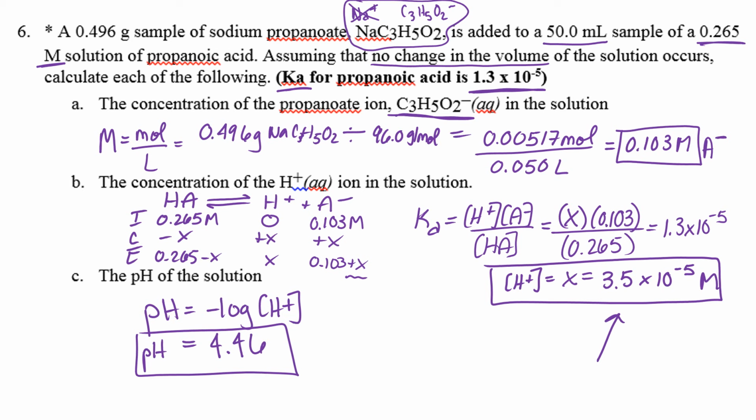How did I know to make an ICE chart? Well, it gave me a K value. So anytime you see a K value, it's a good hint that you can write a reaction and do an ICE chart.